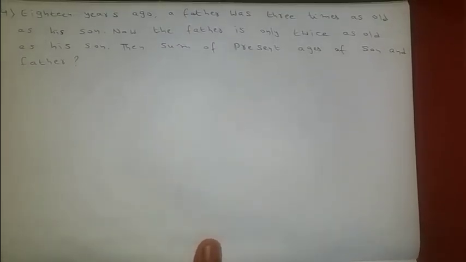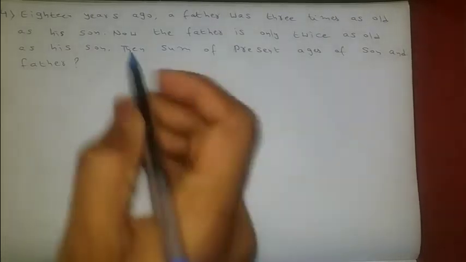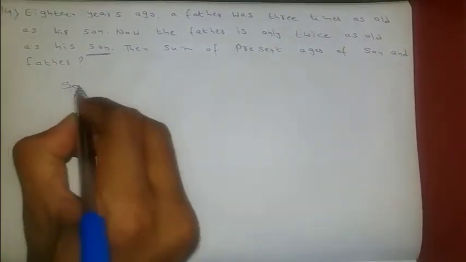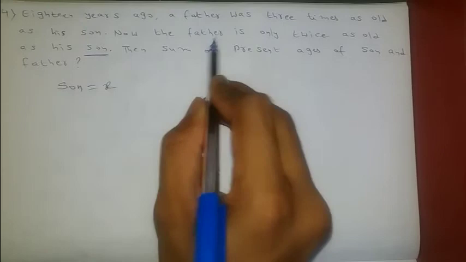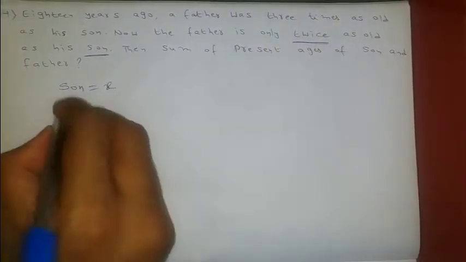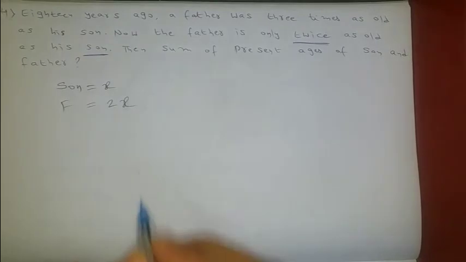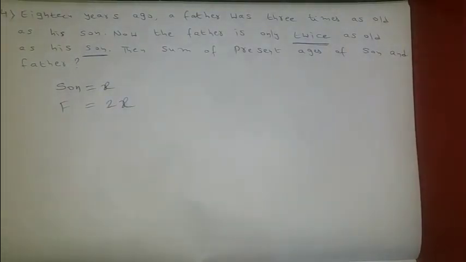Okay, let's move to the next question. 18 years ago, a father was 3 times as old as his son. Now the father is only twice as old as his son. Son is the last word, so I will take the son as some constant x. Now it means at present the father is twice the son. So the father will be twice the son, nothing but double, nothing but 2x.